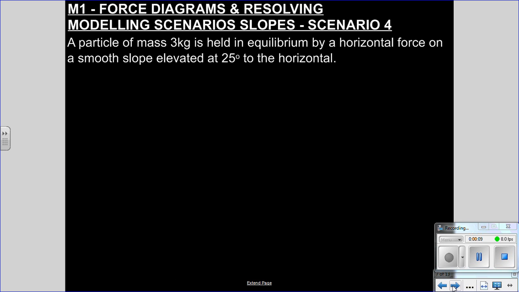Right everyone, hi. This is the second video on modeling in M1. We've done a lot of theory in video 1, so now we're just going to push right for it and revise where we were. So we've got a particle, scenario 4, mass 3 kilograms, held in equilibrium by a horizontal force on a smooth slope. Okay, so we've got a slope, we've got our mass.